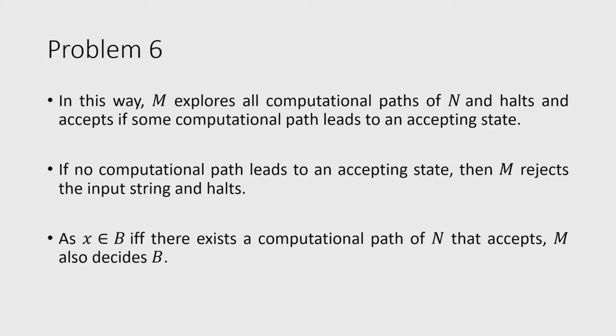And in this way, it's clear that M explores all the computational paths of N and halts and accepts if and only if some computational path of N leads it to an accepting state. Also, if no computational path of N leads it to an accepting state, then M rejects the input string and halts. As N accepts B, x is in B if and only if there is a computational path of N that accepts x. It is clear from the way we have constructed M that M also accepts x if and only if x is in B. And because of this reason, M also decides the language B.